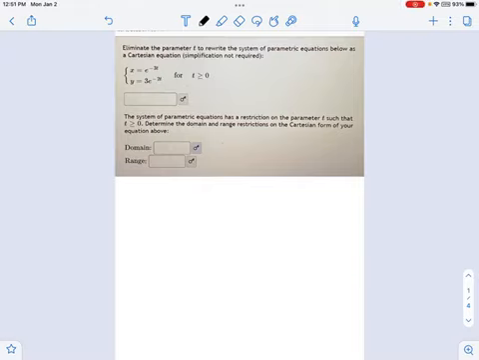We're going to eliminate the parameter t and rewrite this system of equations right here as a Cartesian equation. In other words, x equals something with y, or y equals something with x. Either way would work. And I want to do this two ways. One way is approaching it algebraically. Another way is approaching it graphically. And you'll see why both of them are useful methods.